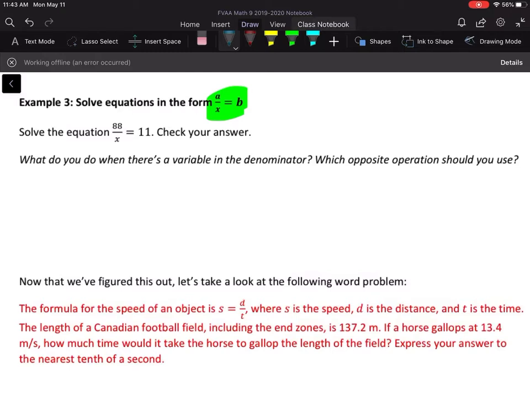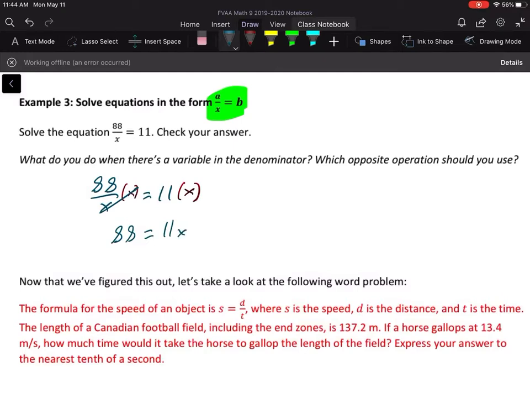the variable. In this situation, I have 88 over x is equal to 11. I have to get that x out of the denominator, so I'm going to multiply both sides by x. I'm going to leave the 88 where it is, and multiply both sides by x. Then x divided by x is just equal to 1, so they cancel out. I'm left with 88 is equal to 11x.